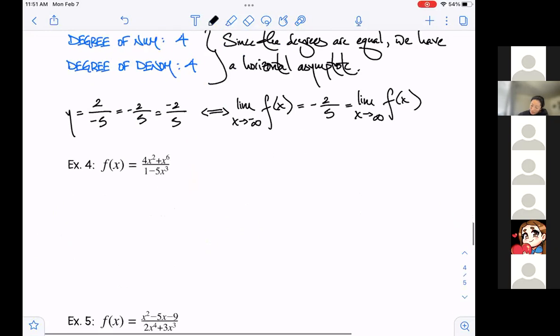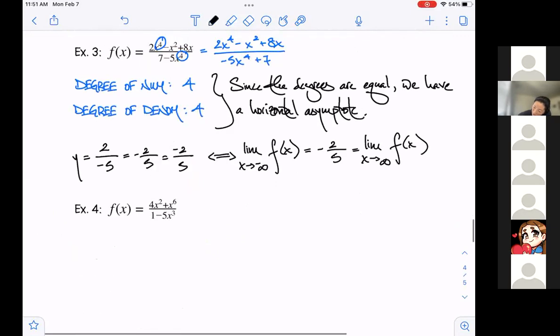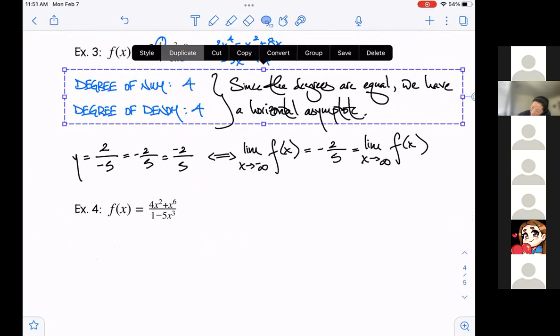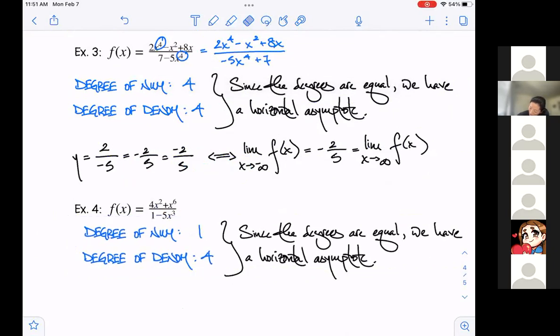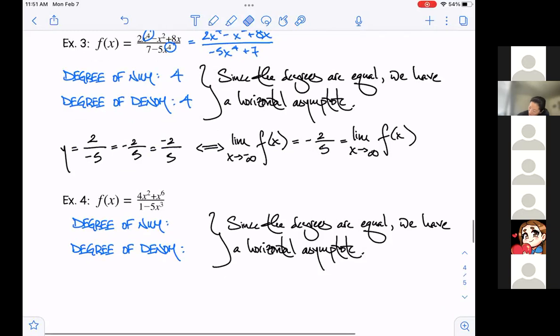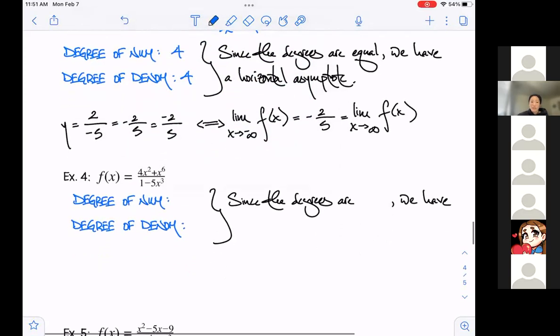All right, let's take a look at example 4. What do we think about the degrees? For the sake of time, I'm going to cheat a little bit and copy paste, and then we can delete and rewrite what we need to. All right, but let's see, what do we get for the degrees?